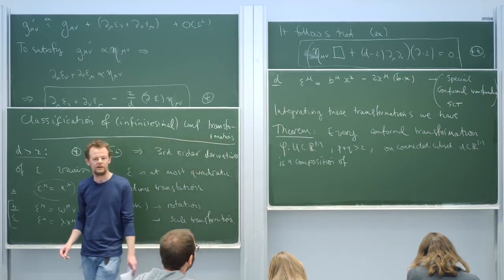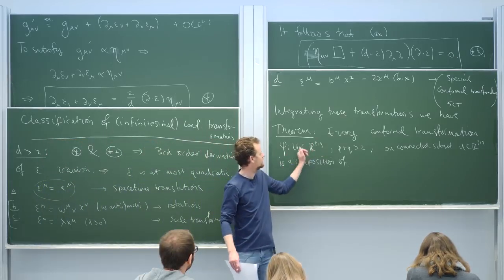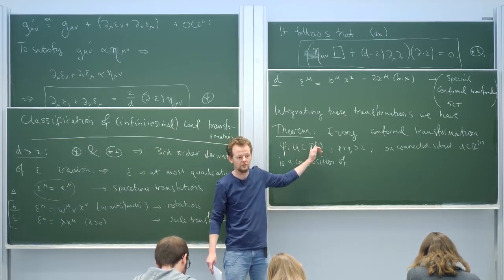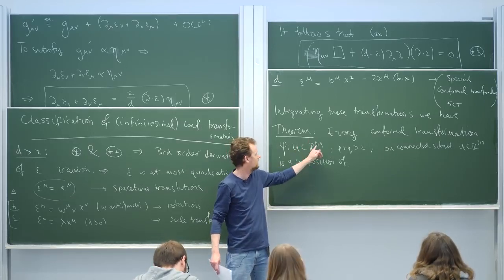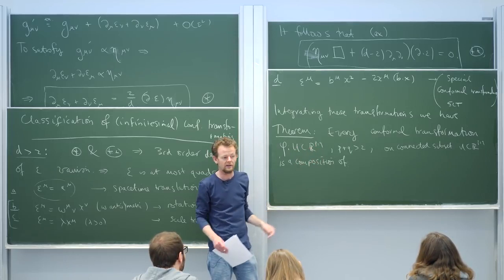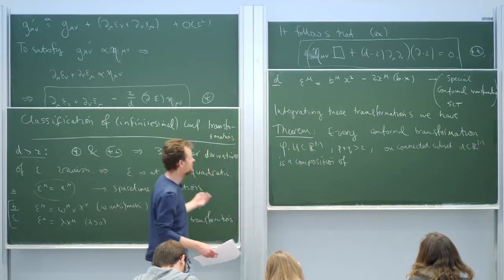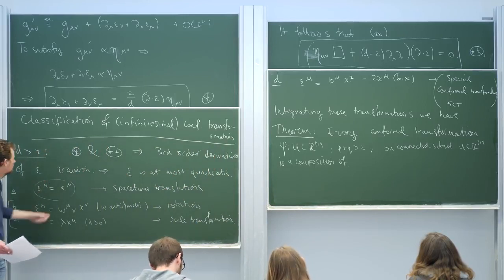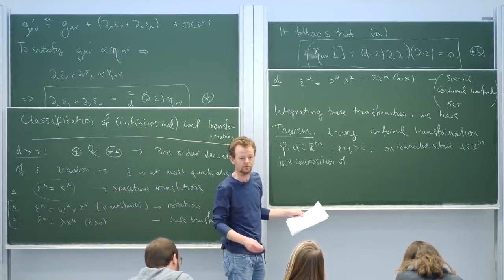What you learn is that every conformal transformation that acts on any connected subset U of Euclidean space or Minkowski space, including the space itself, has to be a composition of a bunch of different kinds of transformations, which are just the exponentials of these four types here. And now I'll write down the exponential form.